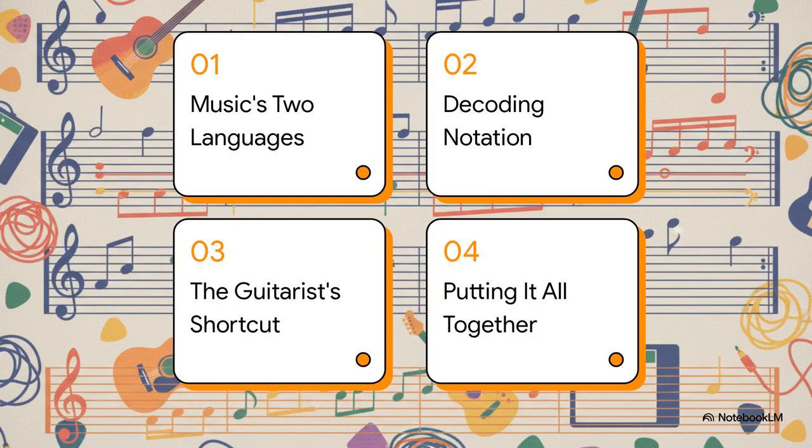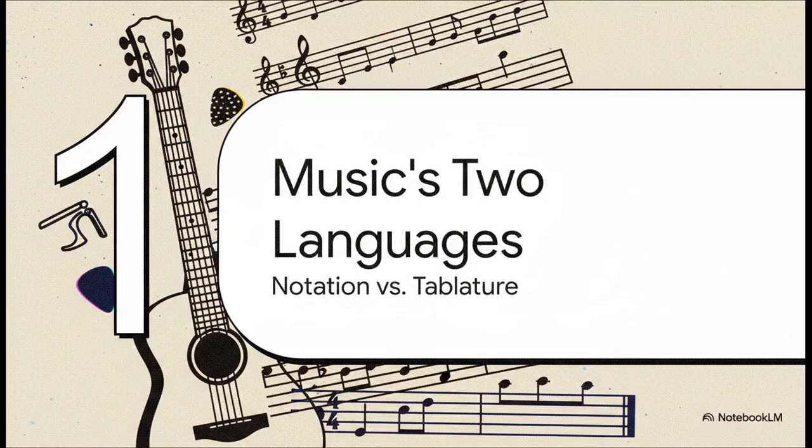So here's our roadmap. First, we're going to talk about the two main languages for guitar music. Then we'll break down the universal one, standard notation. After that, we'll get to every guitarist's best friend, tab. And finally, we'll put it all together so you see how it all clicks. All right, let's dive right in.